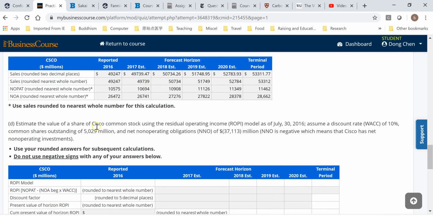D, estimate the value of a share of Cisco common stock using the residual operating income model as of this date. Assume a discount rate of 10%, common shares outstanding, and net non-operating obligations of this. Notice here it's a negative number, so that means it's actually an investment rather than a liability.